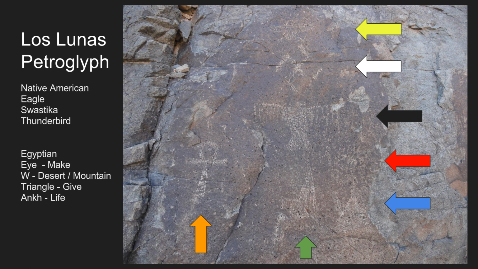All 4 symbols are straight out of the book of Collier and Manley, How to Read Egyptian. You can see next to the red arrow, you've got the I, which means to make. Next to the blue arrow, you can see a W in there, and that actually means mountains, maker of the mountains. And then by the green arrow, you can see the triangle. That means either give or place. And then on the orange arrow, you could see the commonly known Ankh symbol, which means life.